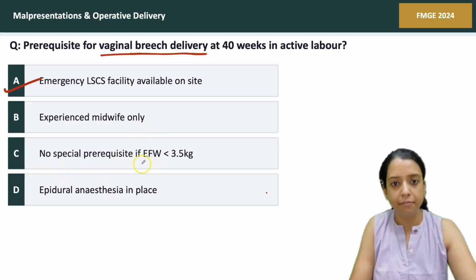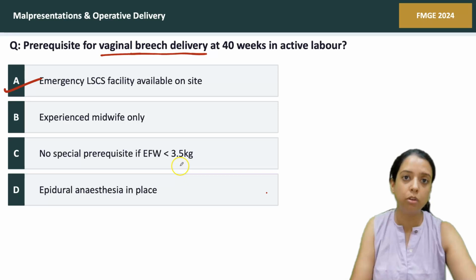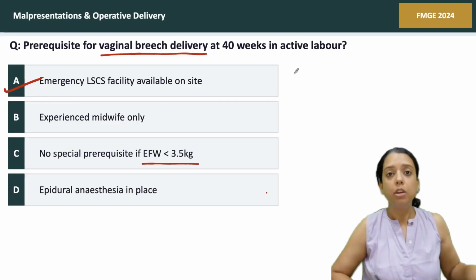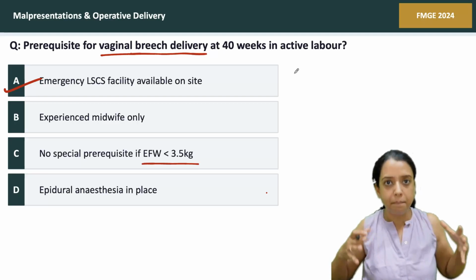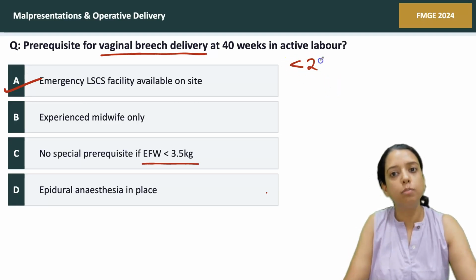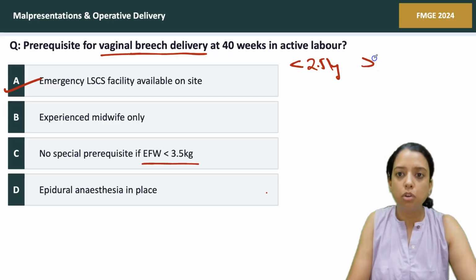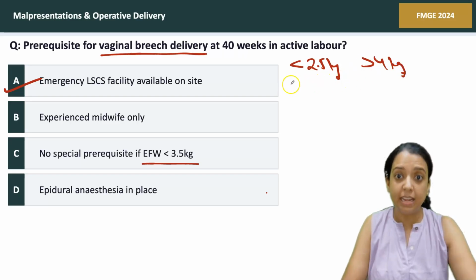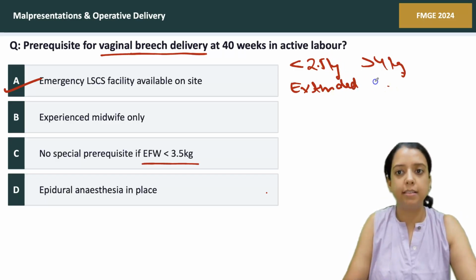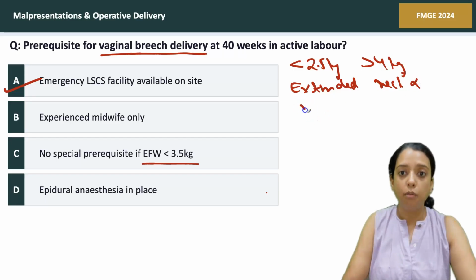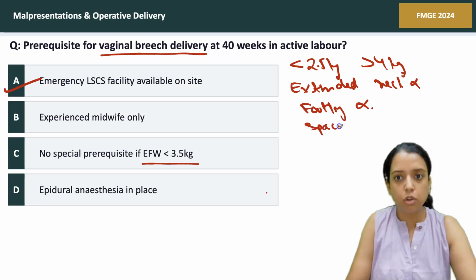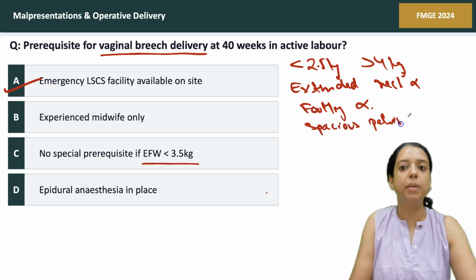No specific prerequisite if fetal weight is less than 3.5? Absolutely not. Even if the fetal weight is normal, there are many prerequisites. Prerequisite means you have to take care of these things, then only a breech baby can be delivered vaginally. Like, baby should not be too small, baby should not be too heavy. Then it should not be an extended neck, like this, stargazing sign. Not allowed for delivery. Footling breech: not allowed. Spacious pelvis should be there. So these are also the prerequisites.